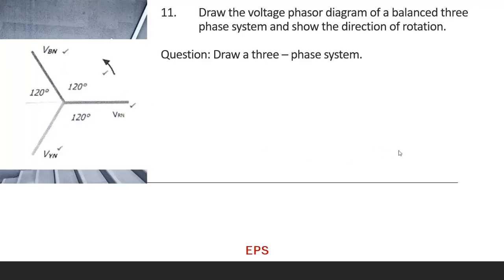There are alternatives to drawing this. It could also be drawn like this, as in the textbook. Also include the direction of rotation and 120 degrees apart. And so these are the ways that you could draw these diagrams. Both of them would be correct.